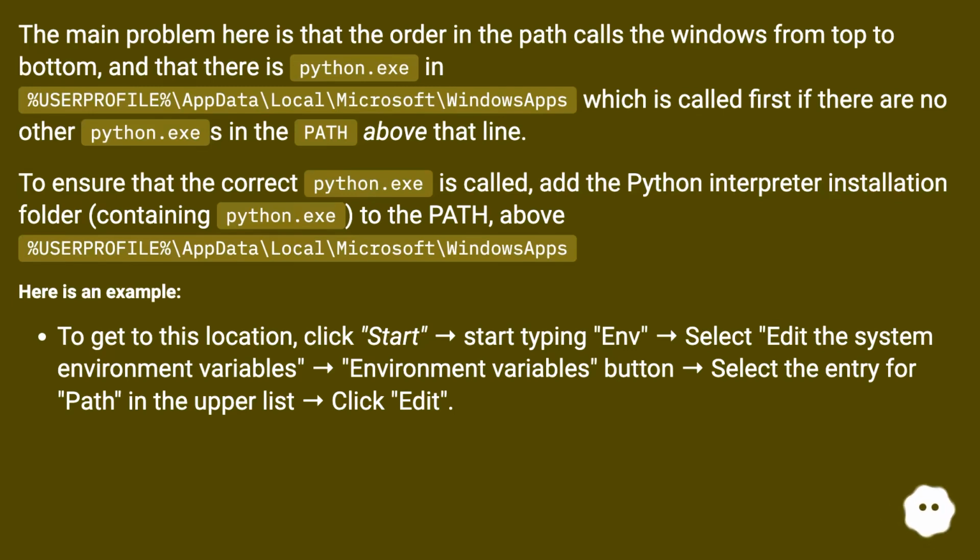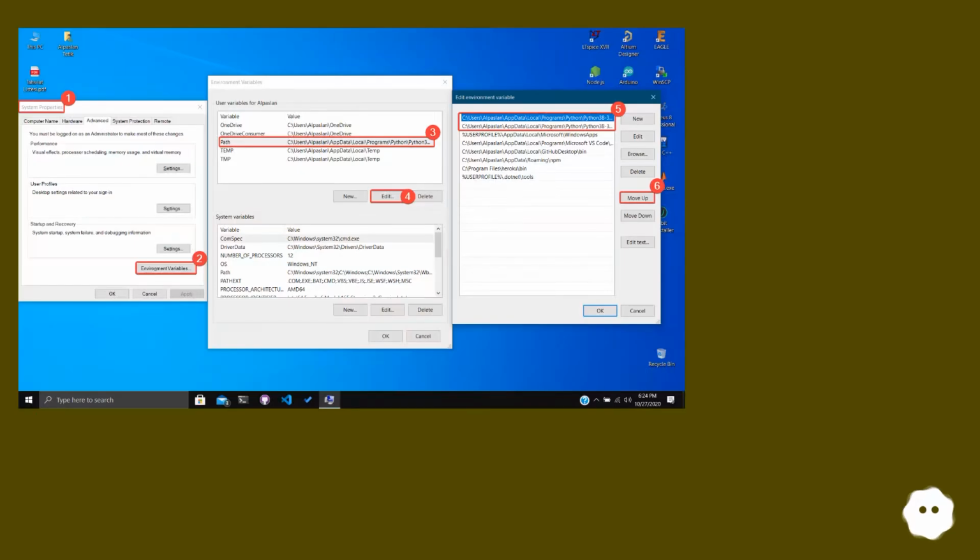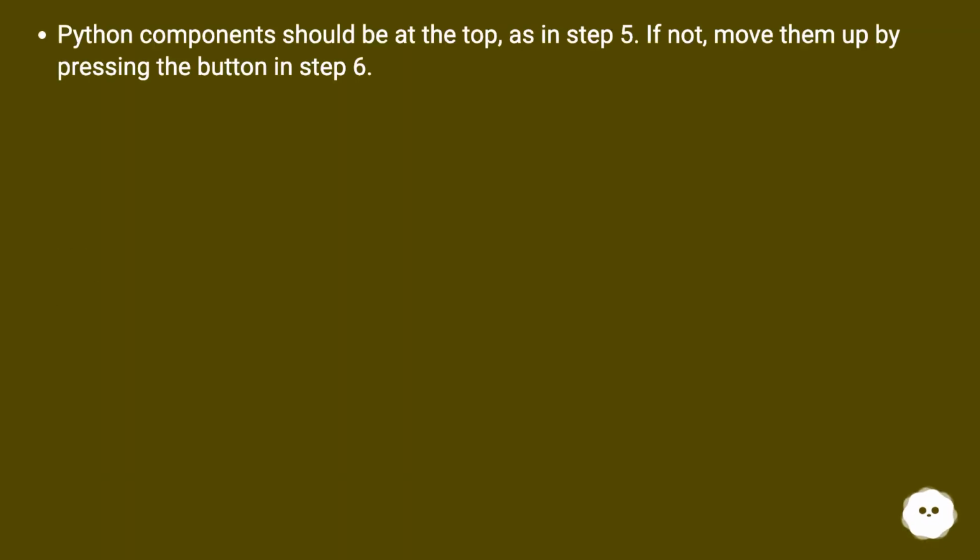Here is an example. To get to this location, click Start, type env, select the Edit the System Environment Variables button, select the entry for Path in the upper list, and click Edit. Python components should be at the top, as in step 5. If not, move them up by pressing the button in step 6.